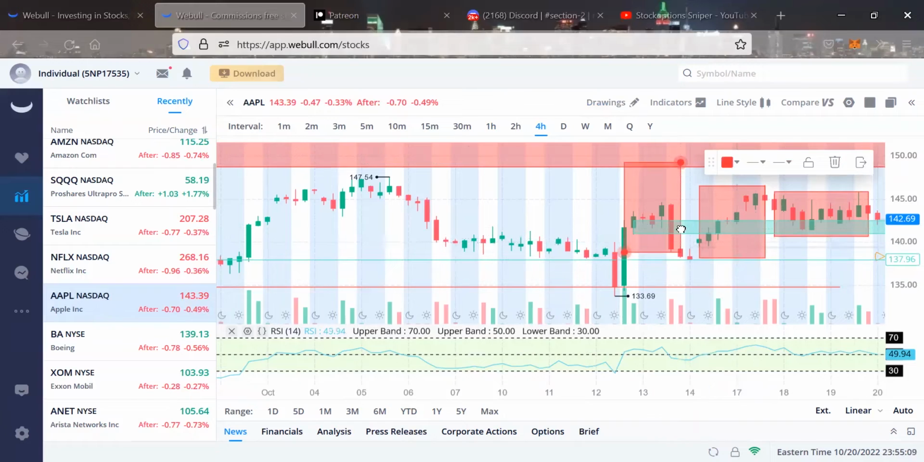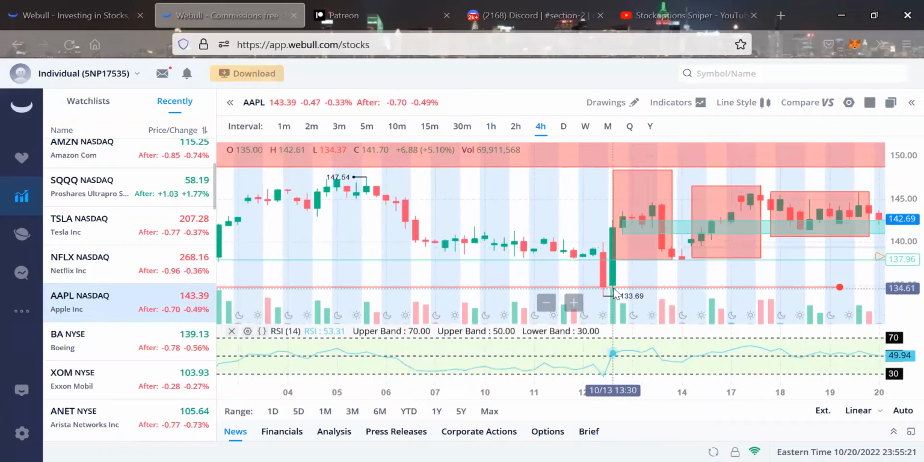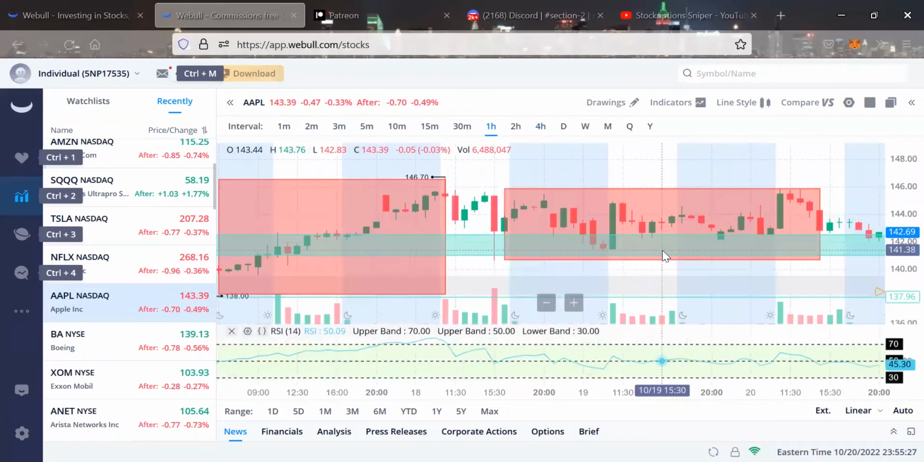Is that right? So perfect, right? So if you guys don't understand imbalance, I do have a video on imbalance. Just check that out, and you guys will understand why candles like this tend to fill up 50% and rip back up. Okay, so let's go back to that 1 hour.